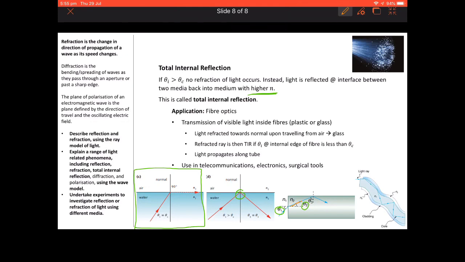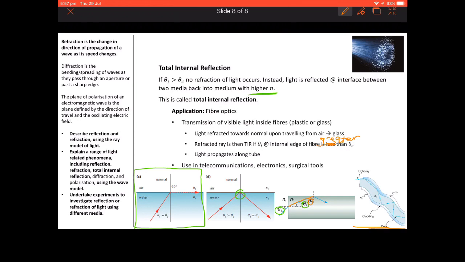The refracted ray is then totally internally reflected if the angle of incidence, which is this angle here, at the internal edge of the fibre is greater than the critical angle. So the angle of incidence needs to be greater than the critical angle so that all of the light is totally internally reflected. Light will then propagate along the tube via this total internal reflection, as you can see here.